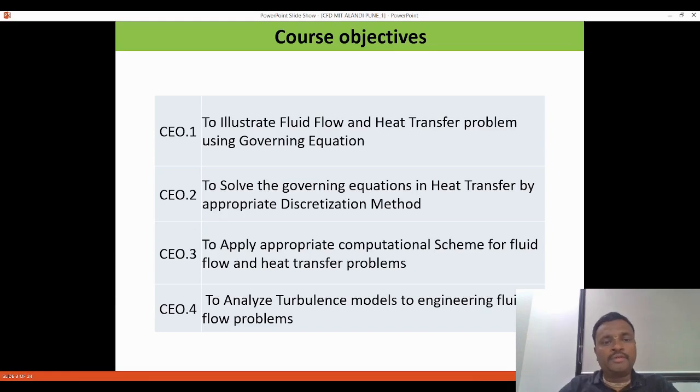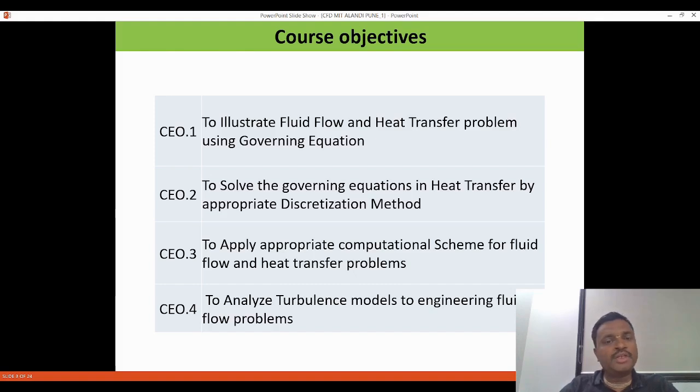Course objectives: these are the four course objectives we have designed for final year students, so that after learning this course for around 5 months, they will be able to learn these four things. With these objectives, they will be studying this course, and at the end of the semester, they should be able to get the outcomes which are related to the course objectives.